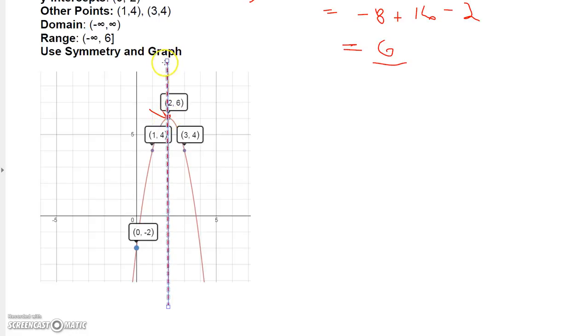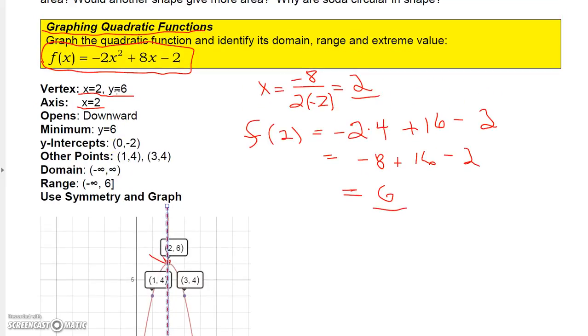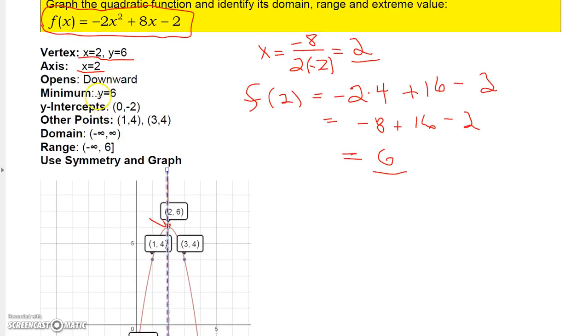So right now let's just pretend we only have this vertical axis and this vertex plotted. And of course we know it opens downward because a is negative. Now also, I said minimum here, but it's actually a maximum because it's opening downward. So my bad there. So the maximum is y equals 6.